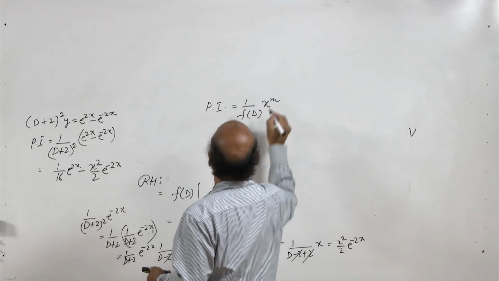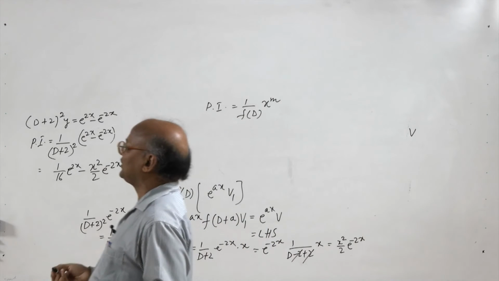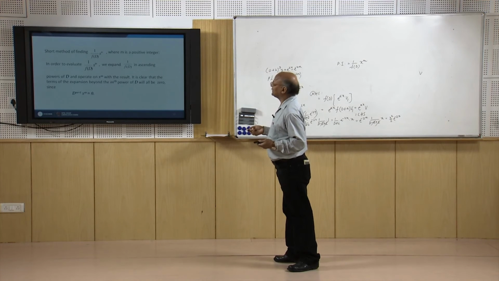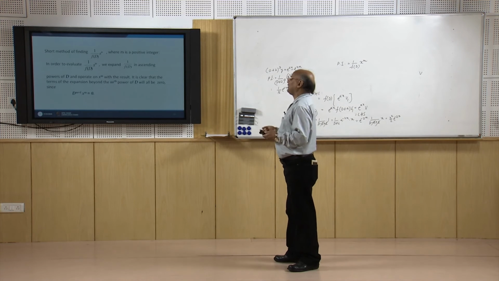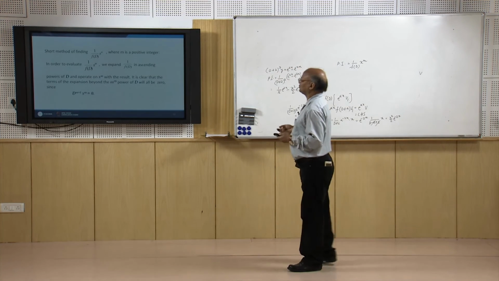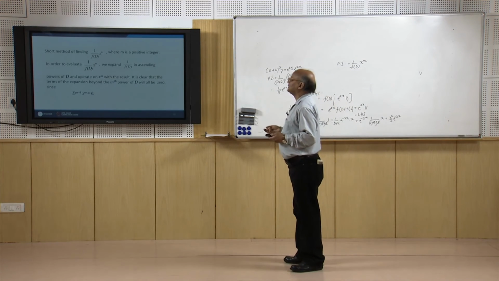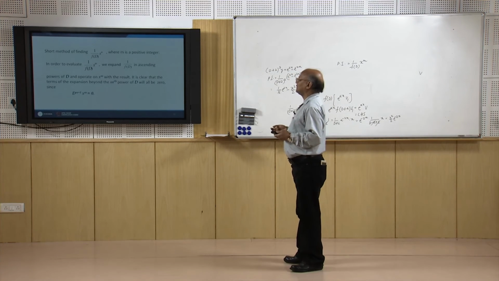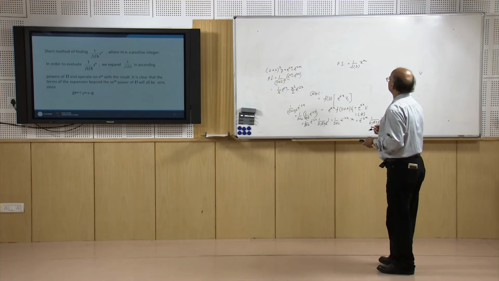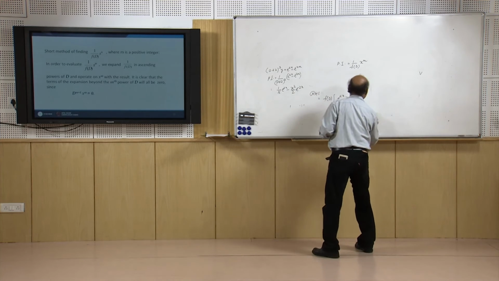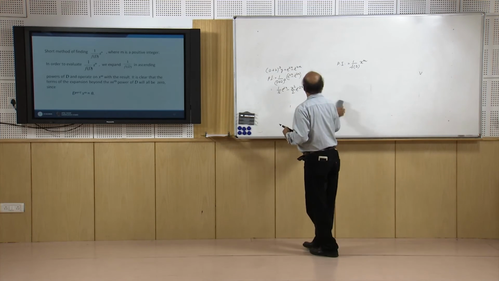where m is a positive integer, what we do is, in order to evaluate 1 over f d x to the power m, we expand f d in ascending powers of d, and then operate on x to the power m. Since the derivative m plus 1 of x to the power m is 0, and all higher derivatives are also 0, while writing the expression in ascending powers of d, we need to write the powers of d only up to m. Rest of the terms will be 0. So we can evaluate the particular integral by writing in the ascending powers of d. Let us see how we apply this formula.